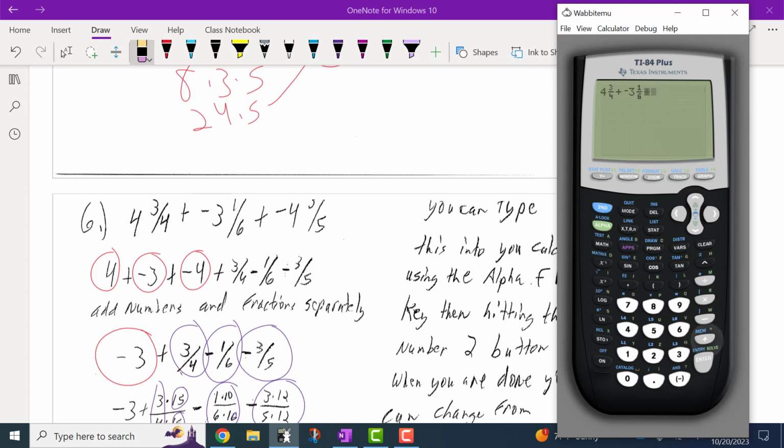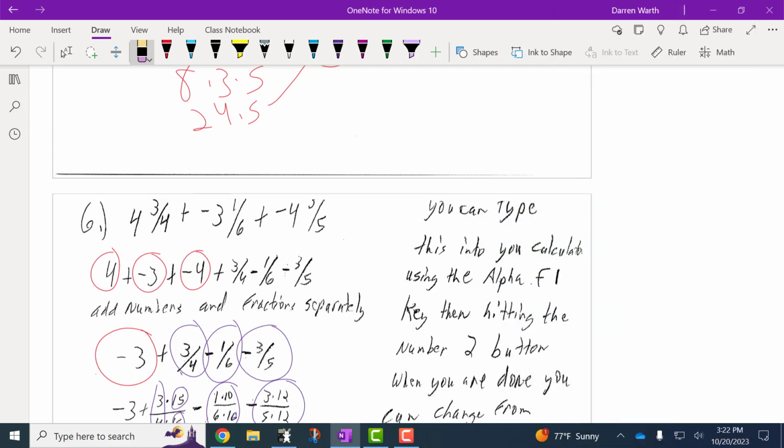And we've got plus, and hit your negative key. And then we're going to hit alpha, F1 again, hit number 2 for your mixed number. And you've got 4. And we're going to type in 3, and then underneath that is going to be 5. Once you're done typing that in, all you have to do is just hit enter. You're going to notice that it gives you that answer as an improper fraction, which I'll accept. But if you want to change it, you just hit alpha, F1, hit number 3, and that'll change that to a mixed number, which is -3 and 1/60. So you can also just do that problem on your calculator.